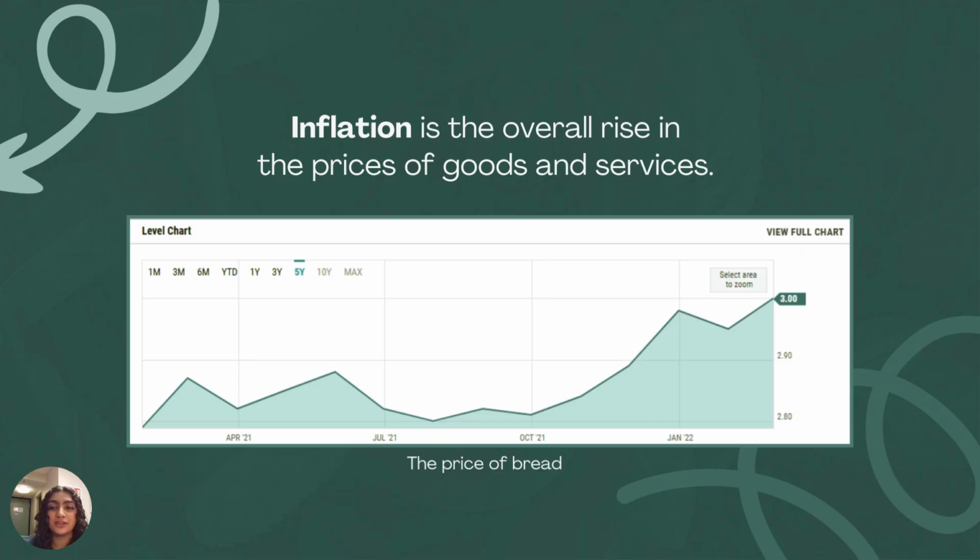A good way of understanding inflation is by looking at the change in the prices of everyday goods, such as bread. The graph shows the prices of bread from early 2021 to mid 2022. Just by looking at this, we can see that the price dips, then quickly goes up. This increase in price is inflation, as the price of the good is inflating.